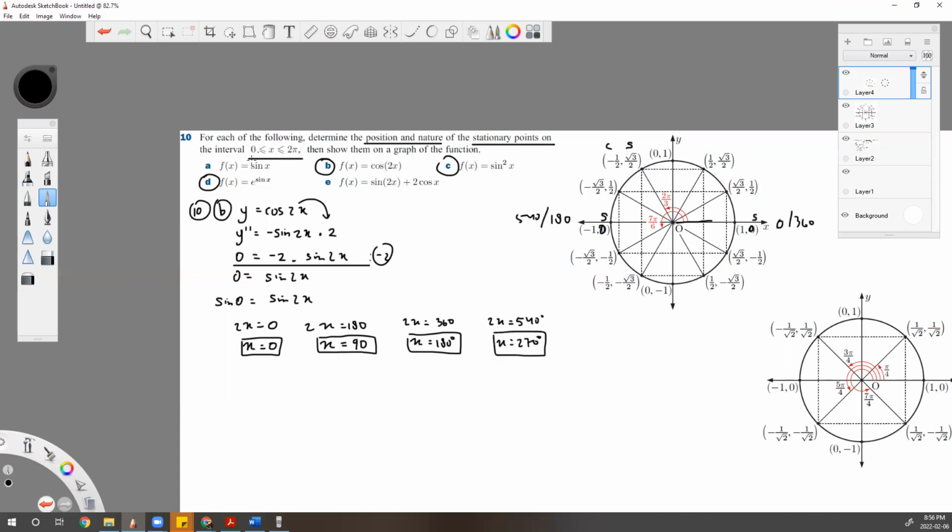Why? Because the range is 0 until 360, and if you go further, it will be more than 360, right? Because 2 pi is 360 degrees. Okay, that's for question B.